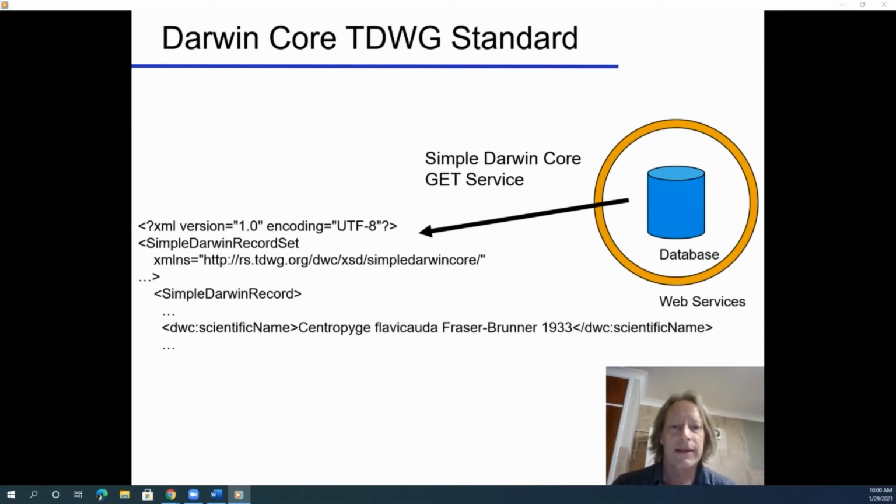Darwin Core is a standard format for representing specimen data. In this case, for Symbiota 2, we provide simple Darwin Core data. This Darwin Core data is exported as XML, as shown in this particular diagram. And our scientific name is this particular XML element, dwc:scientificName. It is exported within a Darwin Core record, within a Darwin Core record set, and this Darwin Core data can be collected by engines that harvest Darwin Core data.